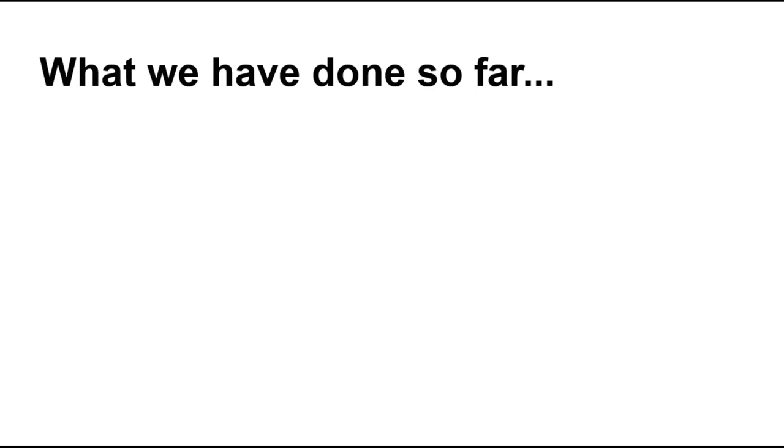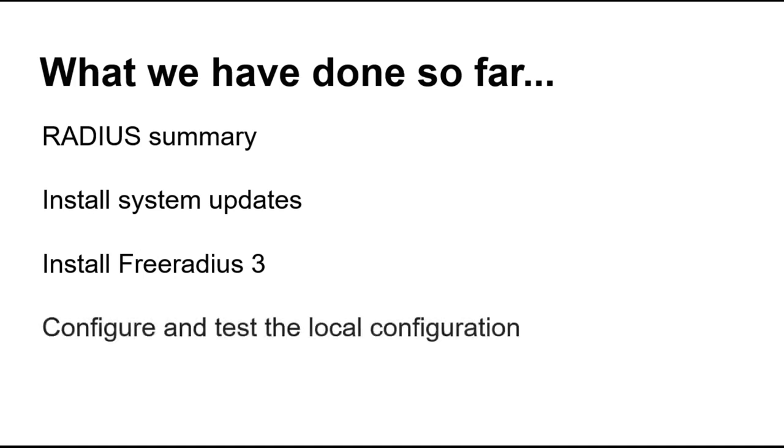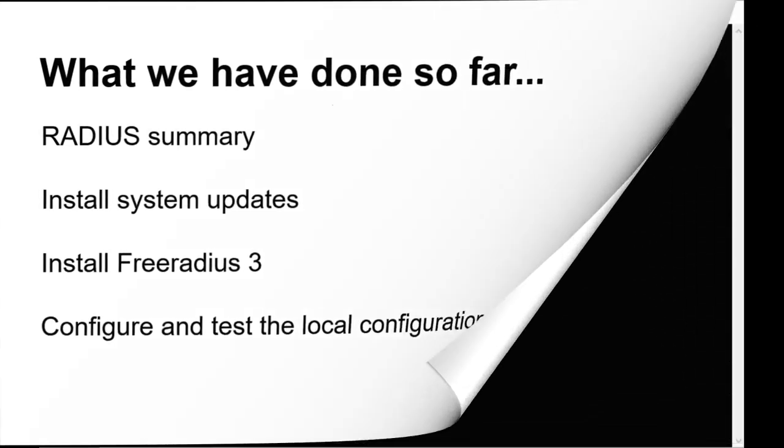Okay, this is what we have done so far. We have seen the Radius summary, then we have installed the system updates. After that, we have installed Freeradius version 3, and then we have tested locally that everything is working as expected. So locally, the Radius authentication is working. The next step will be to install MySQL to store the identities. And then we will also see how to install Daloradius, the web user interface, in the next steps.